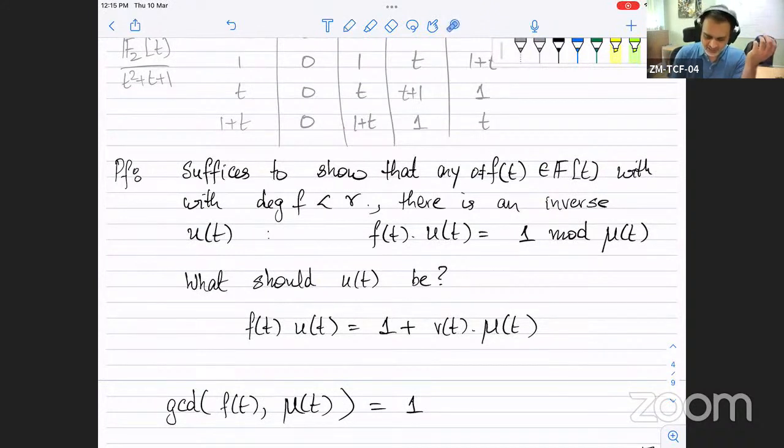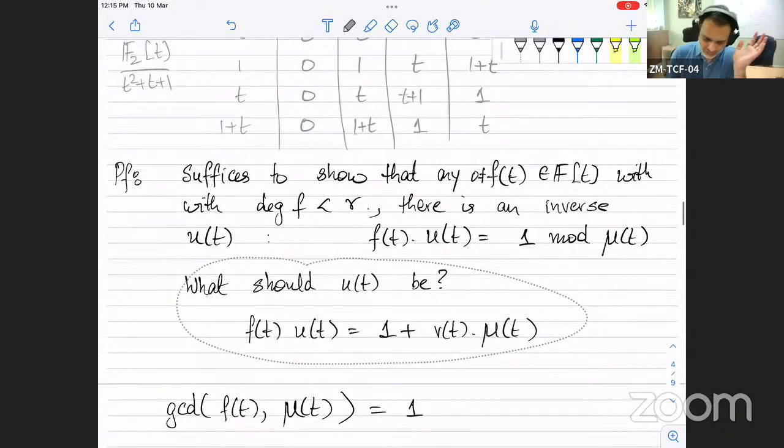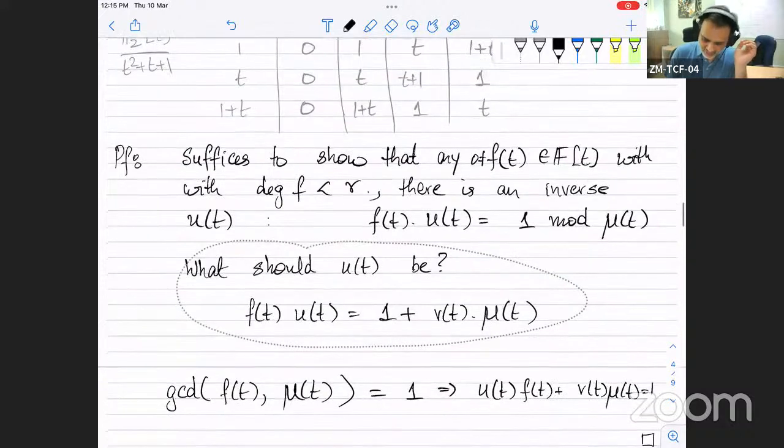So what's happening is that because this GCD was 1, all of this was a thought process. This wasn't the proof of it. This is what we are trying to get to. So the formal proof is the following. We know for a fact that the GCD of f and mu is equal to 1. So the extended Euclid algorithm tells you that there are some u and v such that u of t f of t plus v of t mu of t is equal to 1, which basically implies that u of t f of t is equal to 1 mod mu of t.